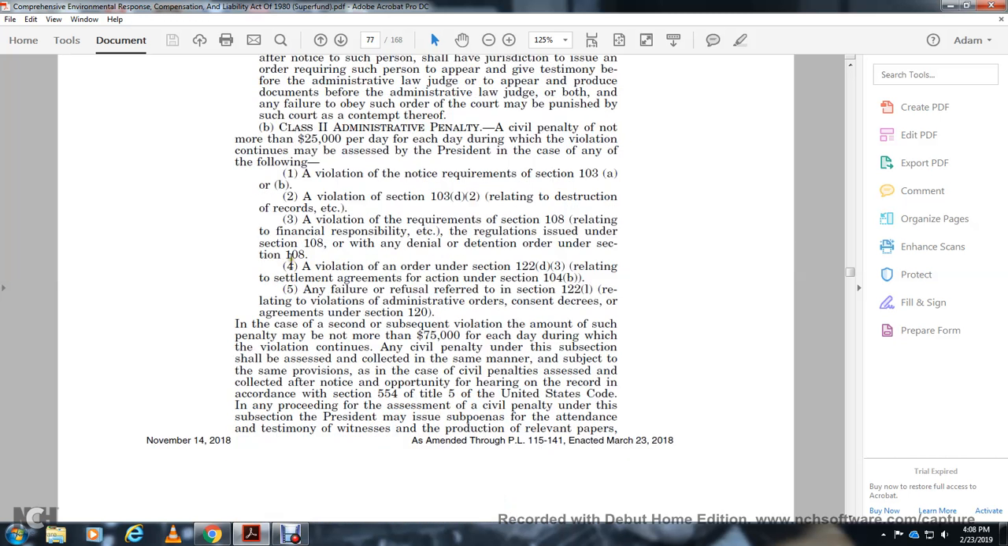A violation of any other order under Section 122D3 relating to settlement agreements under Section 104B, any failure or refusal referred to in Section 122.1, relating to the violation of administrative orders consistent with decrees and agreements under Section 120.